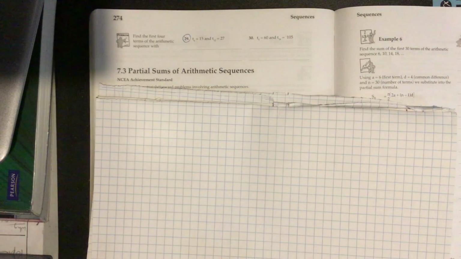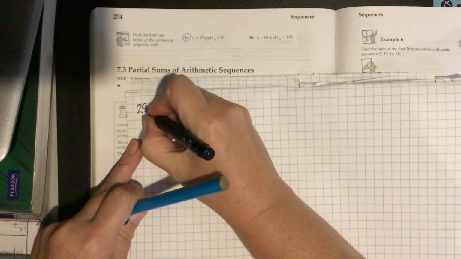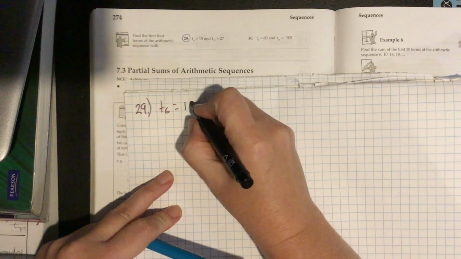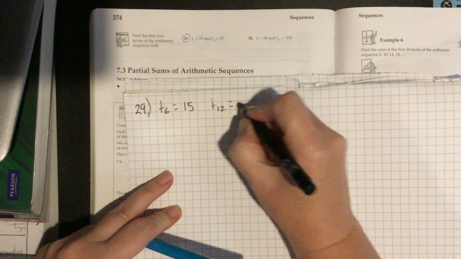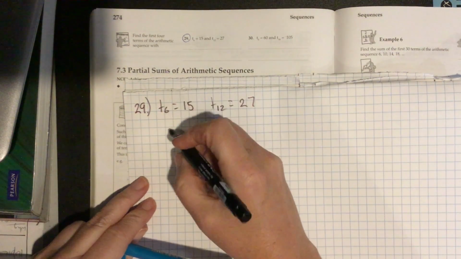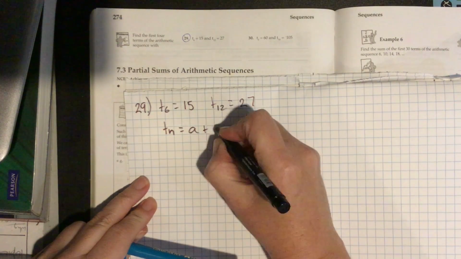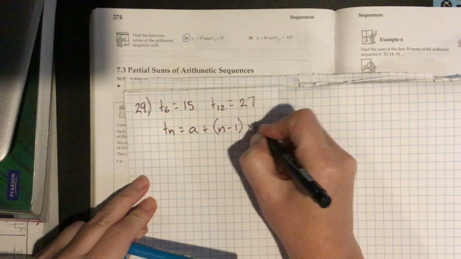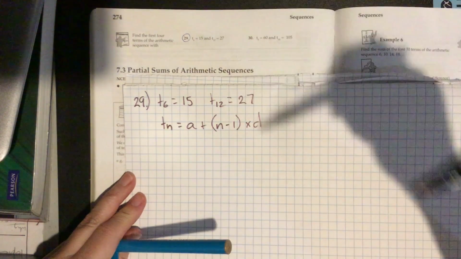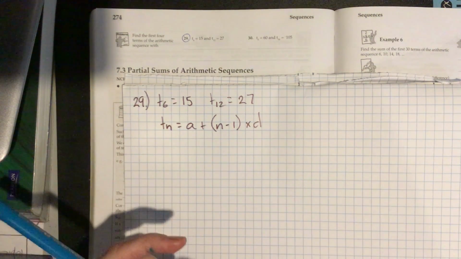Done. So now let's look at question 29 and see how that's different. In question 29 we're told that the 6th term is 15 and the 12th term is 27. We know it's arithmetic, so our formula is the general term is the same as a plus n take away 1 times d. We've been asked to find the first 4 terms in the sequence. In order to do that, we need to know the first term and we need to know the difference. Well, let's see what we actually do know.